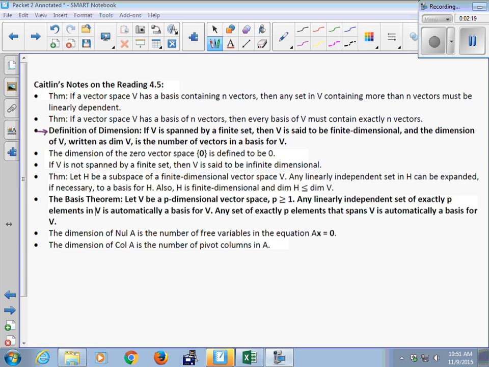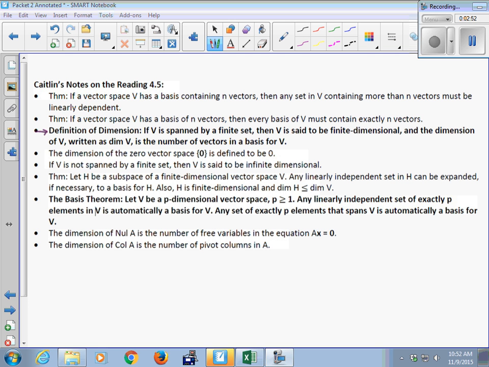So then we have another theorem. If H is a subspace of a finite dimensional vector space V, any linearly independent set in H could be expanded to be a basis for H. So any linearly independent set in H is either a basis or too small, right? You might have to add to it to make a basis. And H is finite dimensional, and its dimension will be less than the dimension of V, because it's a subspace of V. Well, less than or equal to.